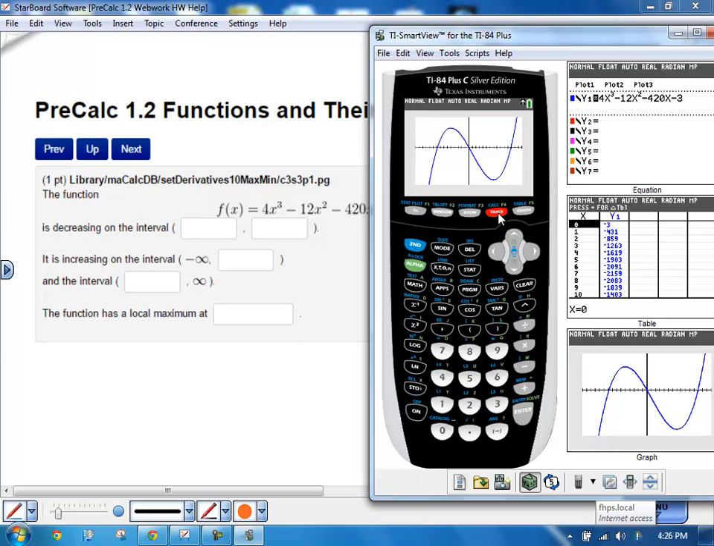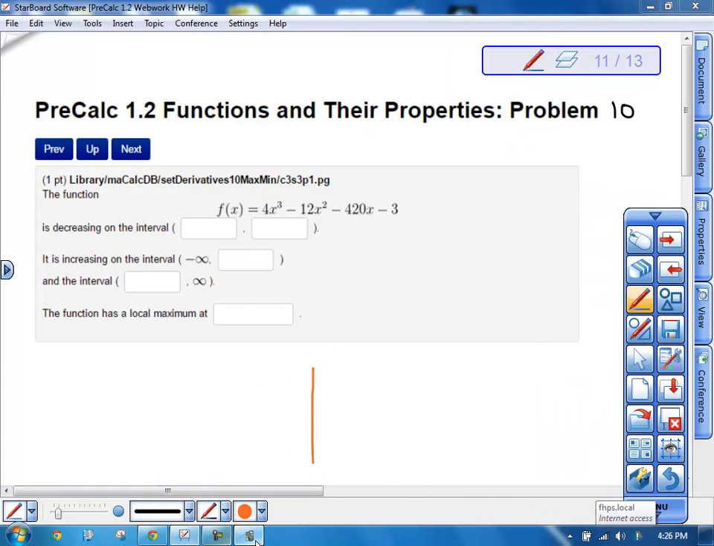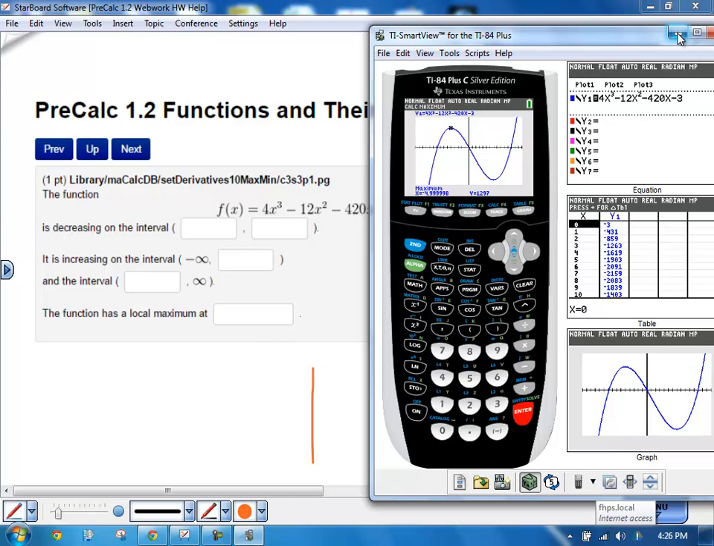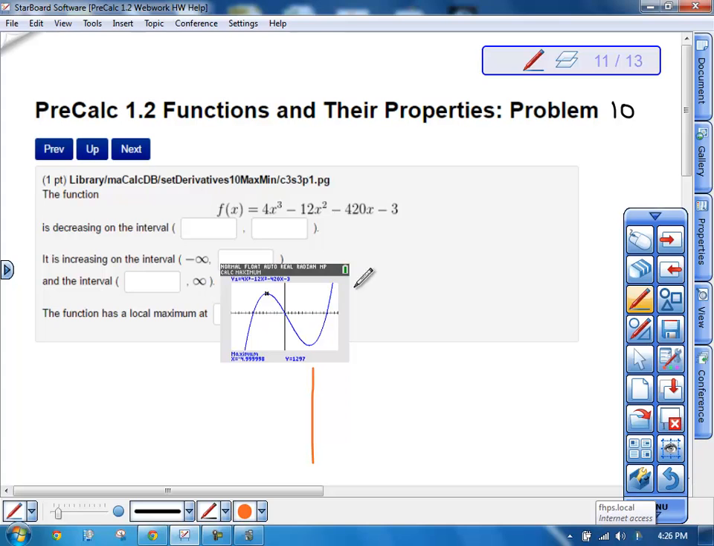So to find those, you do second calculate maximum, and you scroll to the left of that maximum point, and you hit enter, and you scroll to the right of that maximum point and hit enter, and hit enter for the third time, and you'll get the maximum, which is at negative 5, 1297. So that's really important. Let me just grab that graph actually over here. Negative 5, 1297.